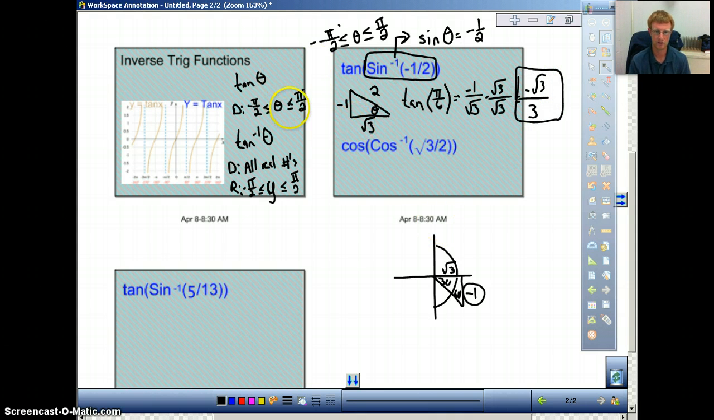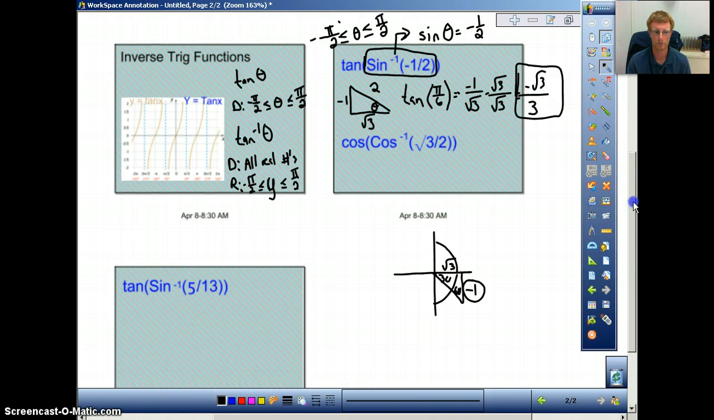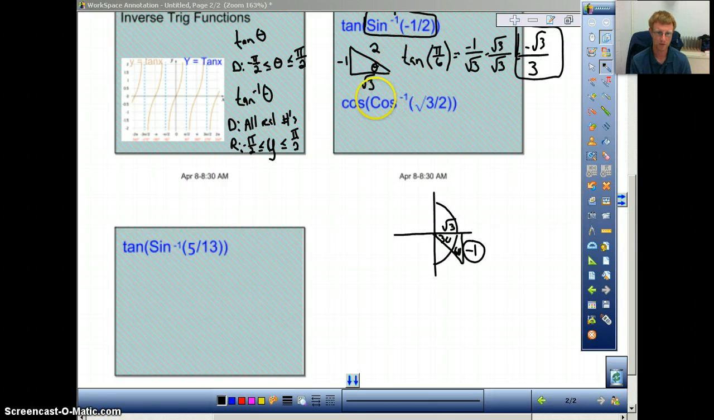Okay, and we're going to continue going through this. A couple more problems. And like I said, we'll work on this in class a little bit more. So this next one, inverse cosine of square root of 3 over 2. Well, a couple things we can look at here.